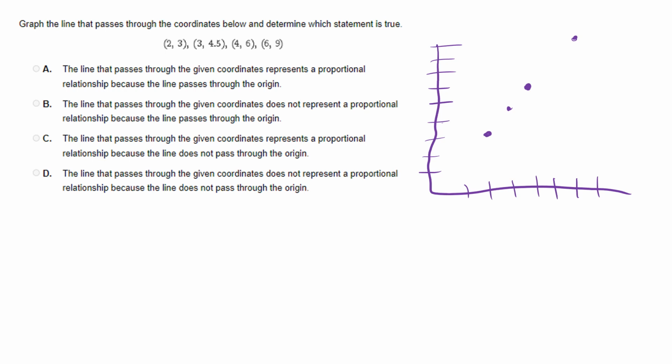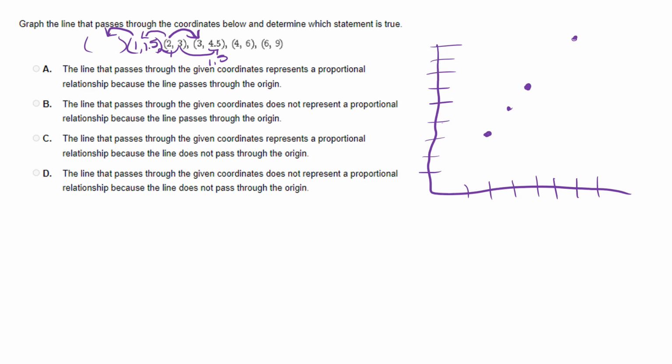I see that for each change in x, which is 1, the y is changing by 1.5. So I can go backwards and kind of do the same thing. I can change the x value 1 and change the y value 1.5. So 3 minus 1.5 is 1.5. And I can go back again.